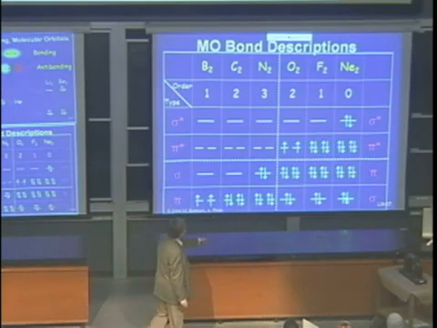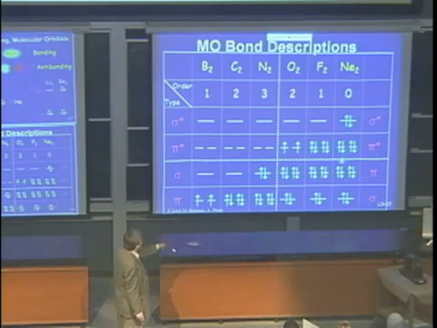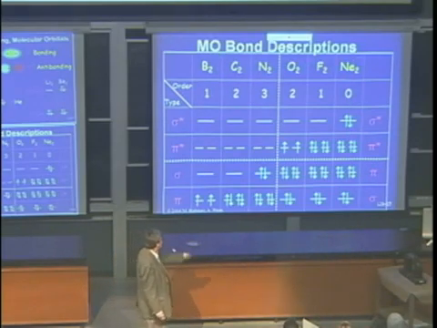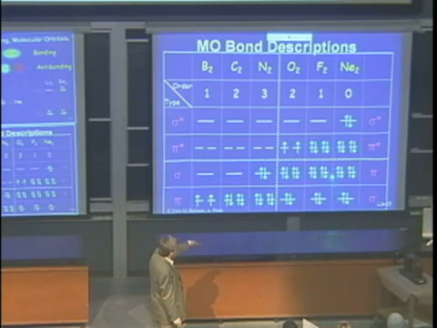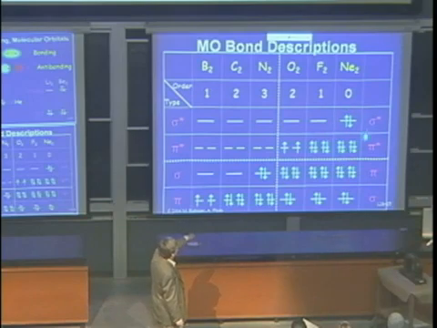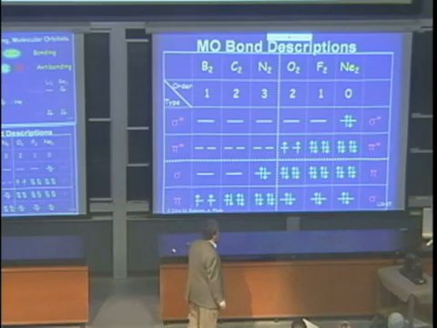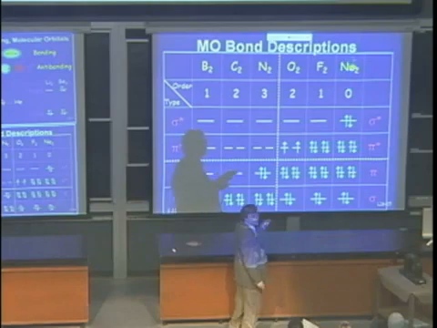Now, we come to neon. Neon has 2, 4, 6 p orbitals. You go 6, so you need to fill in twice, 12. You have 6 in the sigma and pi bonding molecular orbitals, and 6 in the antibonding molecular orbitals. 6 minus 6 is 0, divided by 2 is 0, so it doesn't exist, all right?